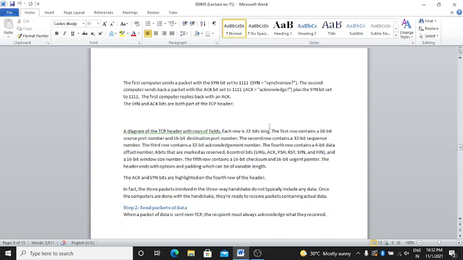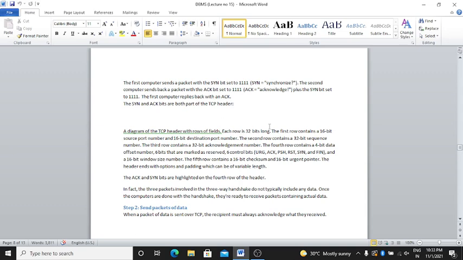Diagram of the TCP header with rows of fields. Each row is 32 bits long. The first row contains a 16-bit source port number and a 16-bit destination port number. The second row contains a 32-bit sequence number. The third row contains a 32-bit acknowledgement number. The fourth row contains a 4-bit data offset number.